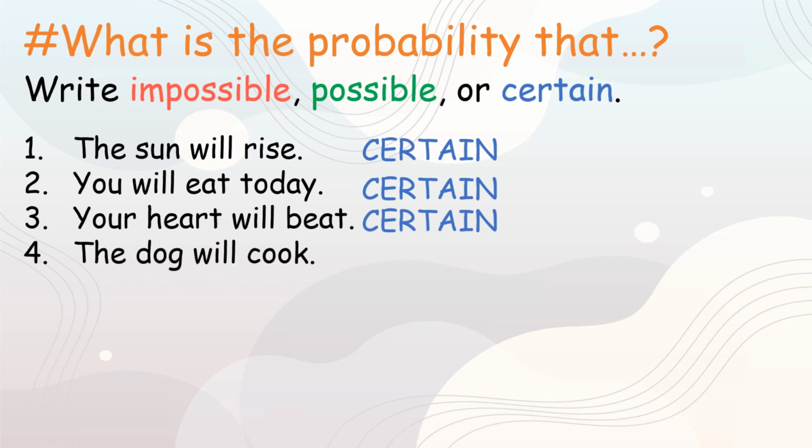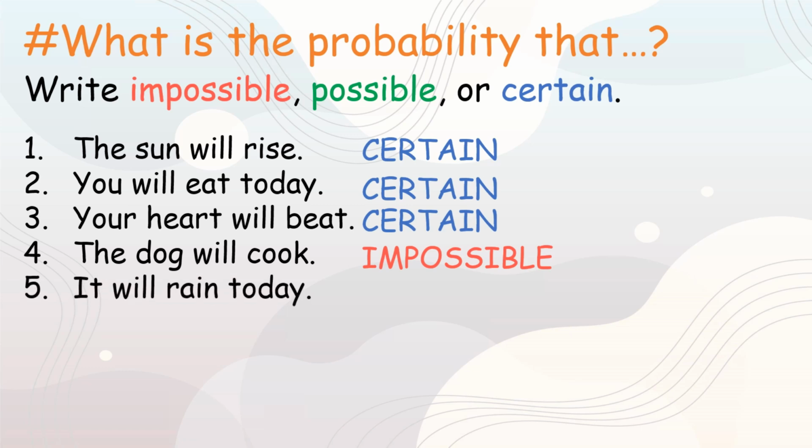For question number 4, the dog will cook. And the answer is impossible. So, hindi po marunong mag-cook yung dog. For question number 5, it will rain today. So, the answer is possible. So, hindi natin masasabi, we cannot predict na pwedeng uulan, pwede ring hindi, pero pwede ring posible. Okay.